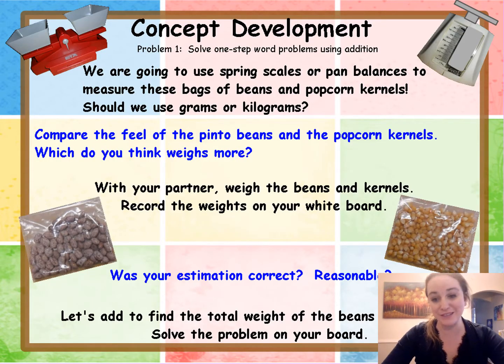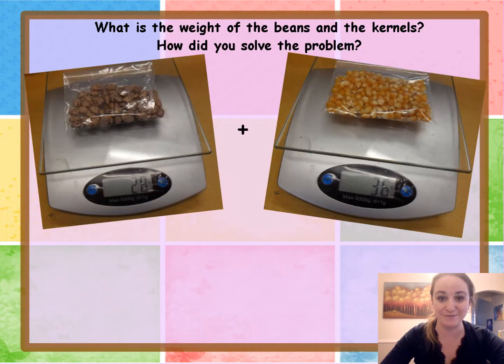Now, we're going to imagine the experiment. We are going to use a digital spring scale or pan balance to measure these bags of beans and popcorn kernels. Now, before we begin, which one do you think weighs more? The popcorn kernels or the beans? I wonder how much. Can you estimate how much you think each would weigh? Well, I'll do it for you. The beans weighed 28 grams and the kernels weighed 36 grams.